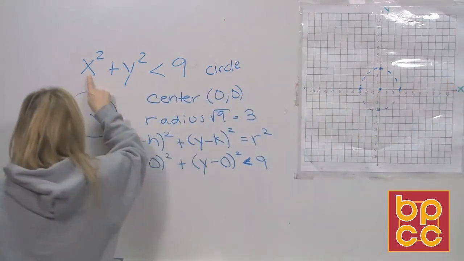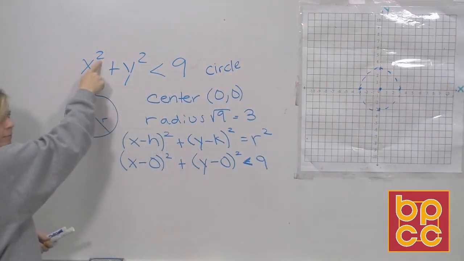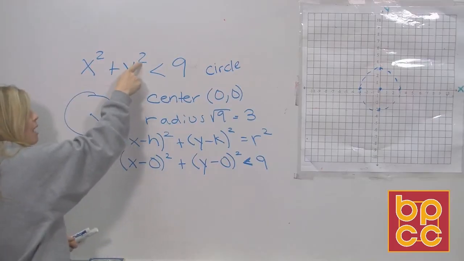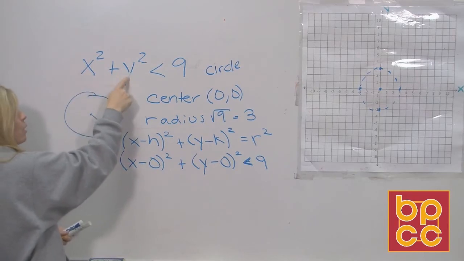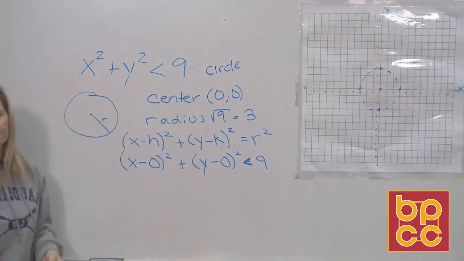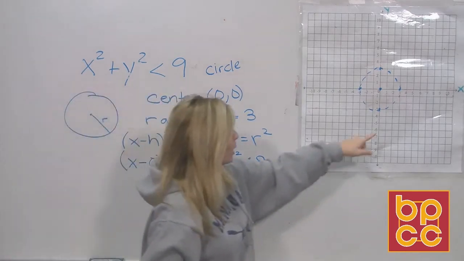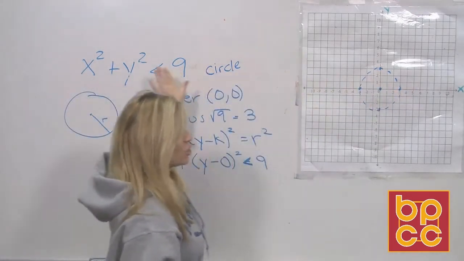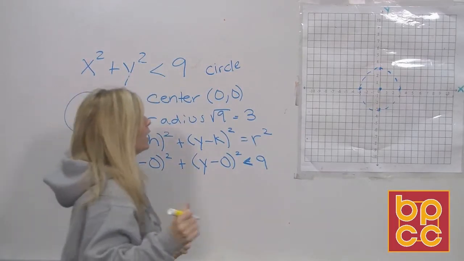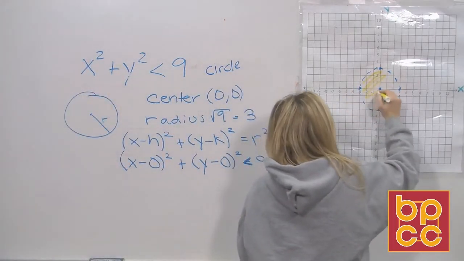If we put 5 here, what's 5 squared? 25. If we put 0 here, what's 0 squared? 0. 25 plus 0 is 25. Is 25 less than 9? No. So by picking this point, we figured out it doesn't check, which means when you have a less than for a circle, it means the inside.